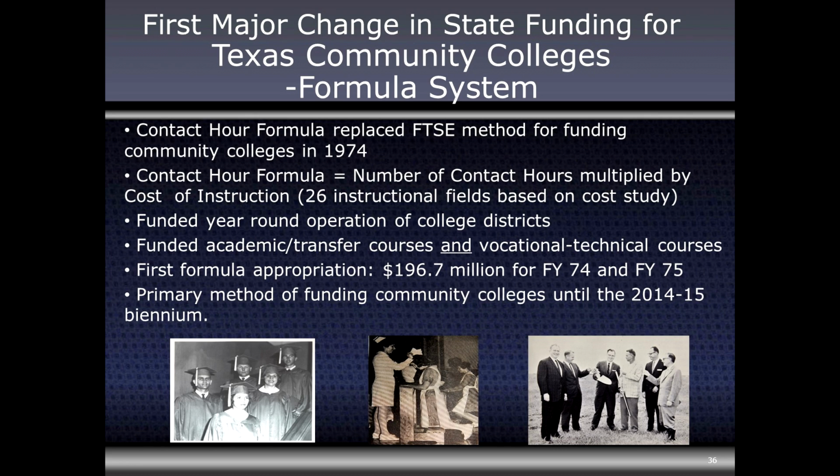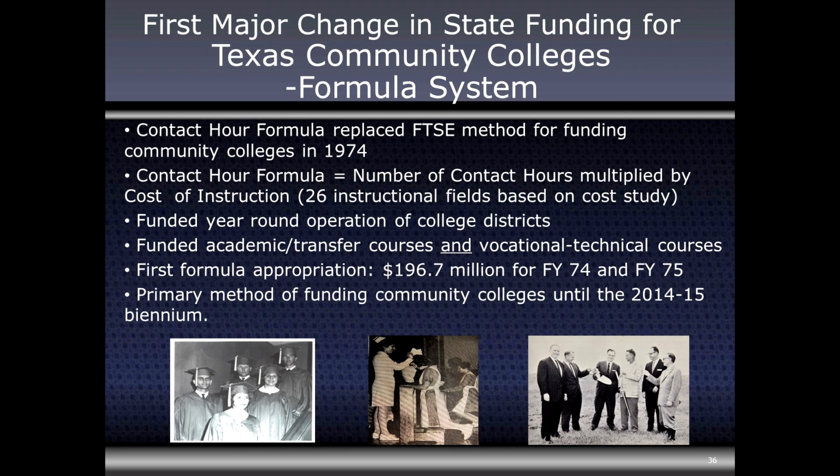The contact hour formula rate replaced the full-time student equivalent in 1974. So we went from a full-time student equivalent to the number of students' contact hours multiplied by the cost of instruction. There was a method to determine the cost per contact hour, and then the number of students that you had in the seat time was used as the funding mechanism. The first formula appropriation was $196.7 million for FY74 and FY75. And that's been the primary method for funding community colleges, although there's a little caveat to that.